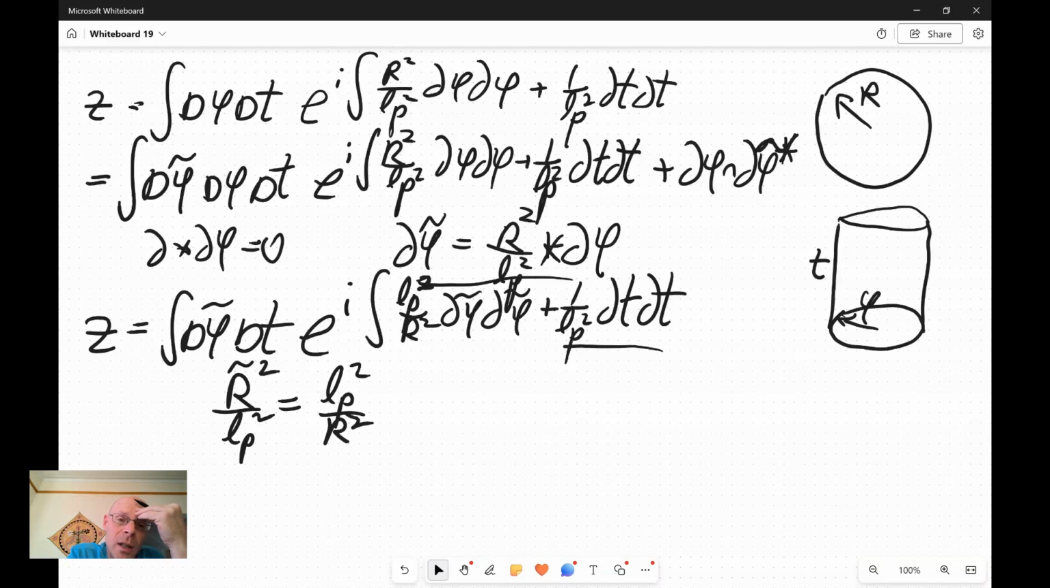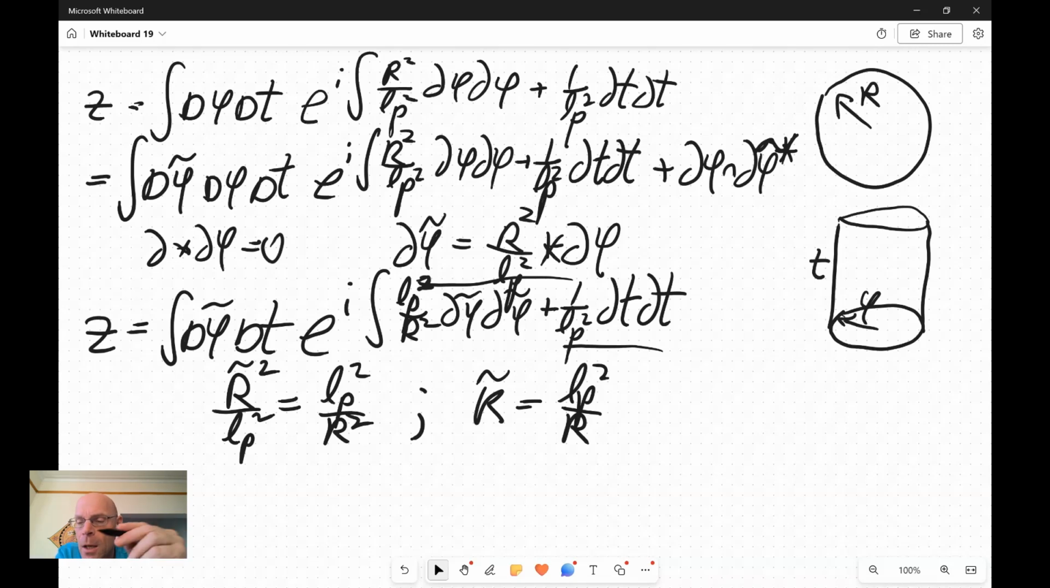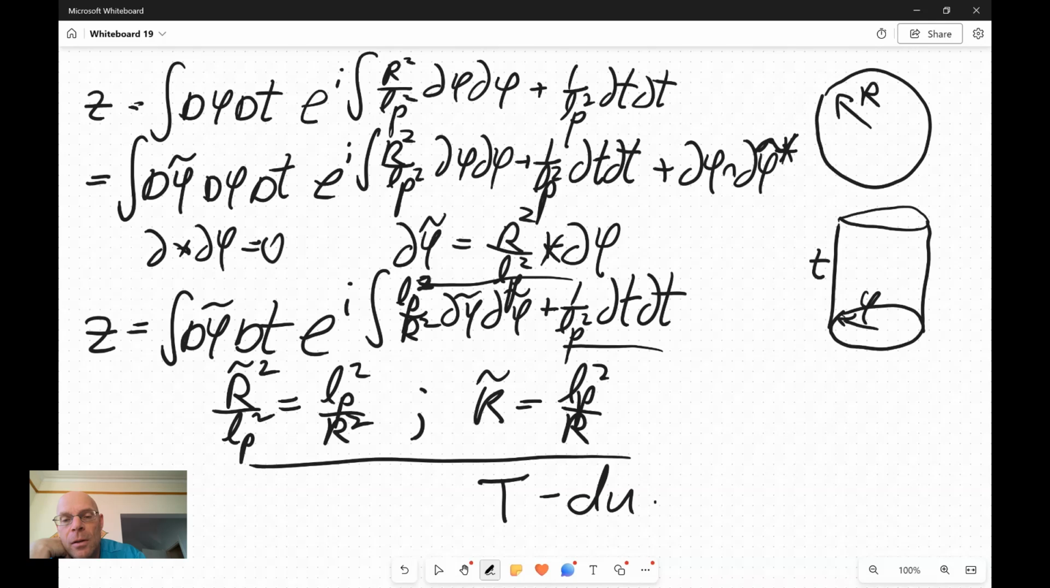So what we see is that we have a dual description of the same theory, but this time in terms of r tilde, which is L Planck squared over r. So when r is very large, r tilde is very small, and vice versa. So that completes the derivation of T-duality.